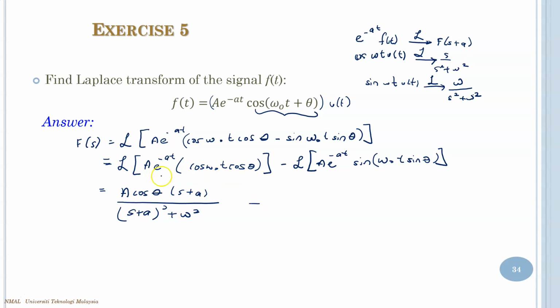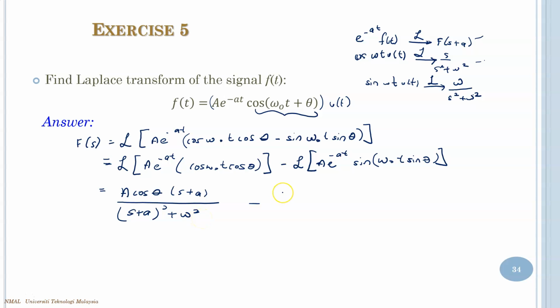So this is only for the first part of the equation. I repeat, cos theta here is a constant because it does not involve any t, so you take it out, and then e to the negative at cos omega naught t, you can refer to the table. So cos omega t ut should be s divided by s squared plus omega squared. However, because of the existence of the e to the negative at function, at every s you should add a. So s plus a divided by s plus a squared plus omega squared.